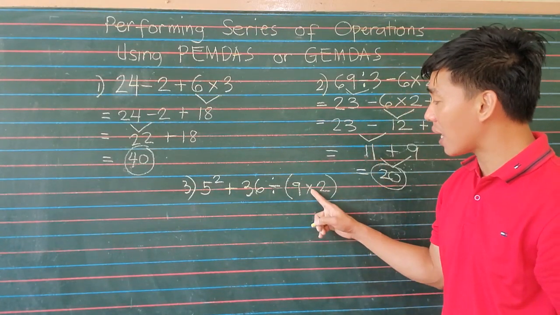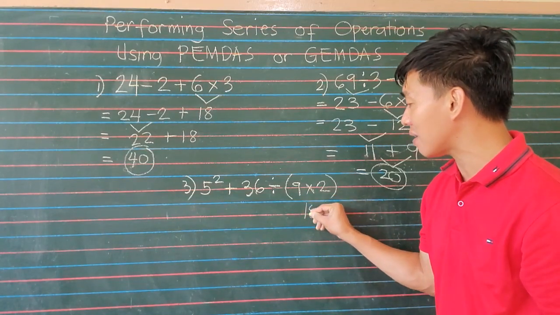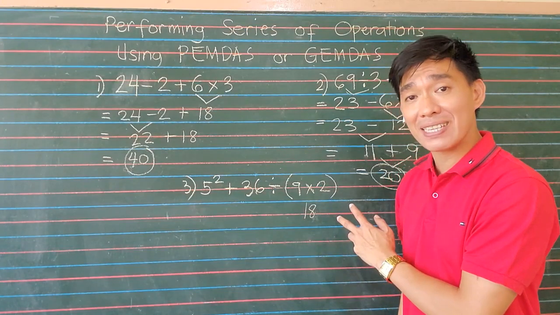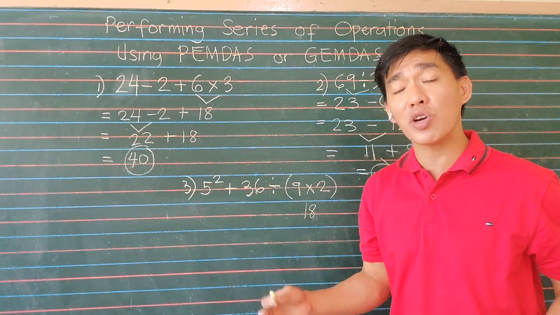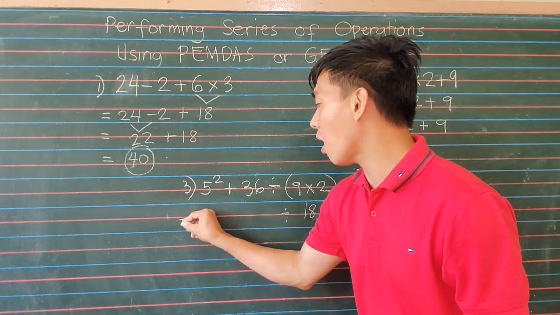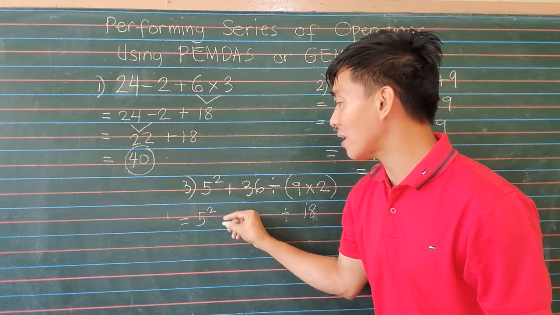So 9 times 2, that is equal to 18. If you already solved the operation inside the parentheses, then you have to eliminate or do away with that parentheses. So copy the rest of the numbers and the operations.